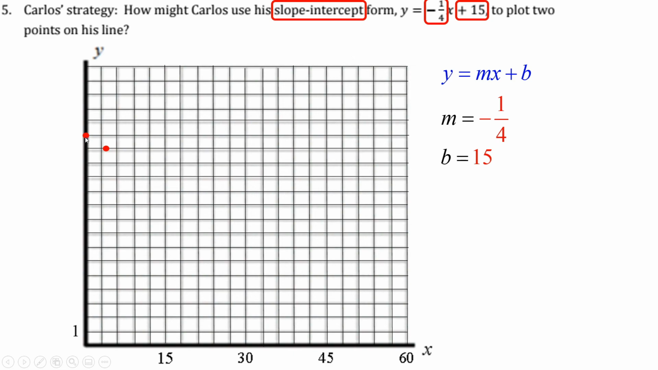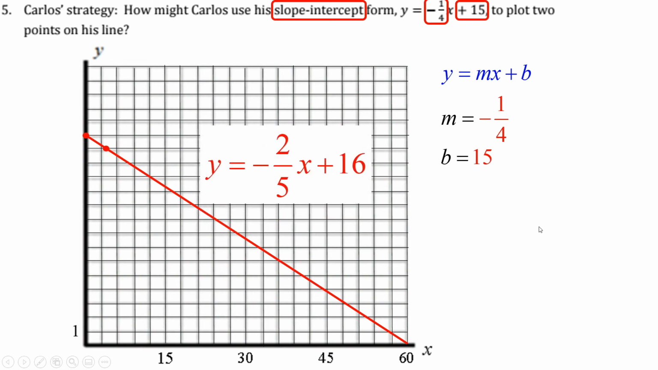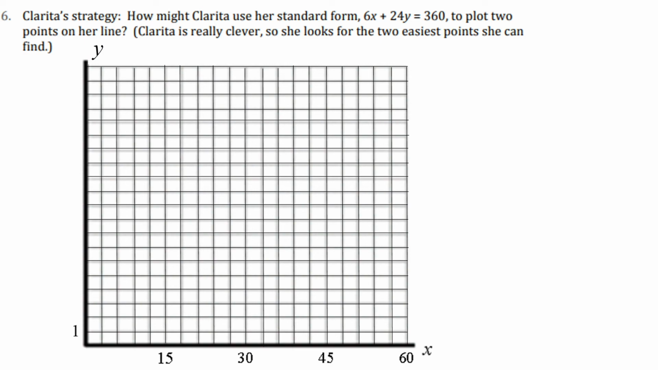Now you take your ruler out, you set the ruler between those 2 points, and make sure it goes all the way to the x-axis, and then draw your line. And there is Carlos's graph of y equals negative 1/4 x plus 15, or the boundary line of the inequality for that constraint. Beautiful. Now let's look at Clarita's method here.